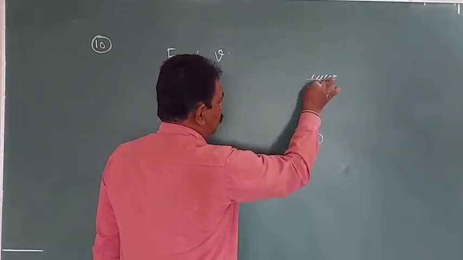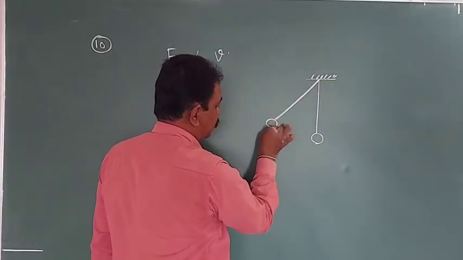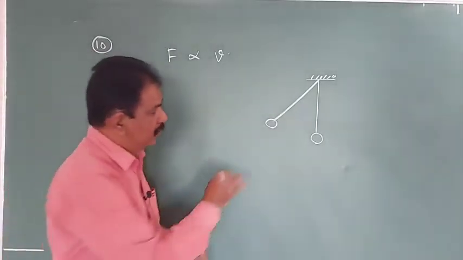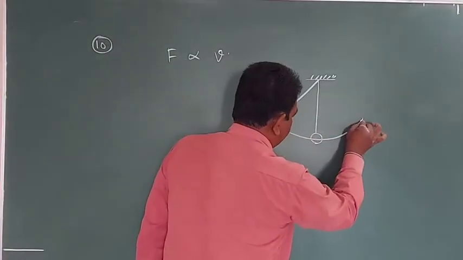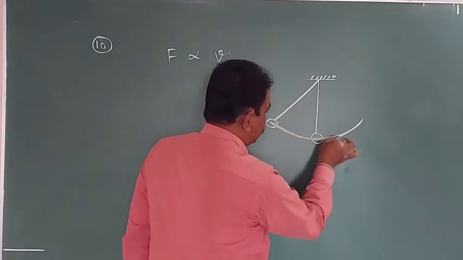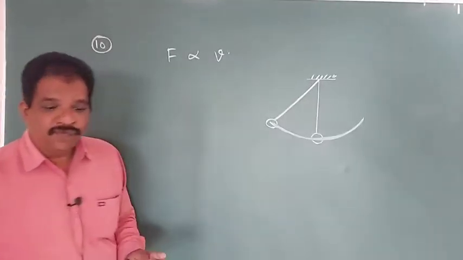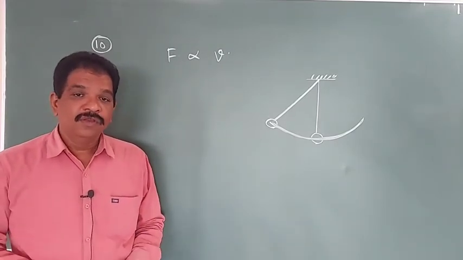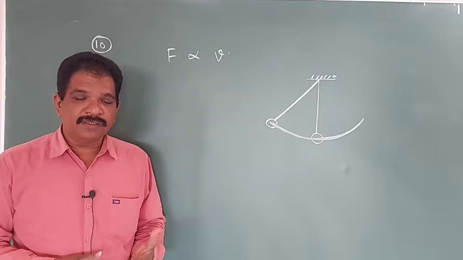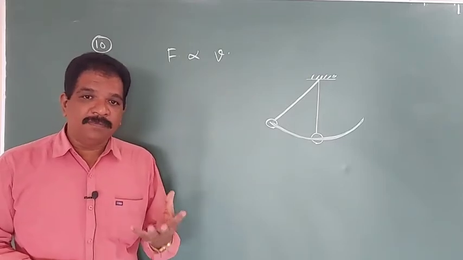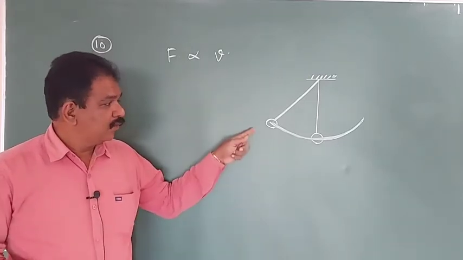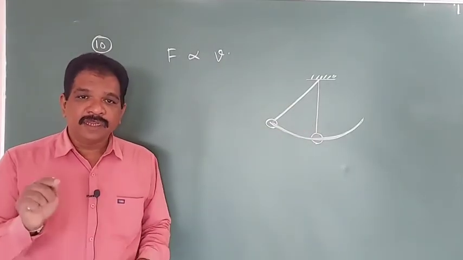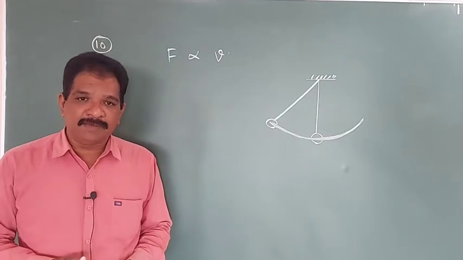You pull this ball to one side and release it here. Then it will oscillate like this, and finally it will stop after some time. Why is it stopping? Because of the damping force. The force which is opposing this oscillatory motion will be called the damping force.